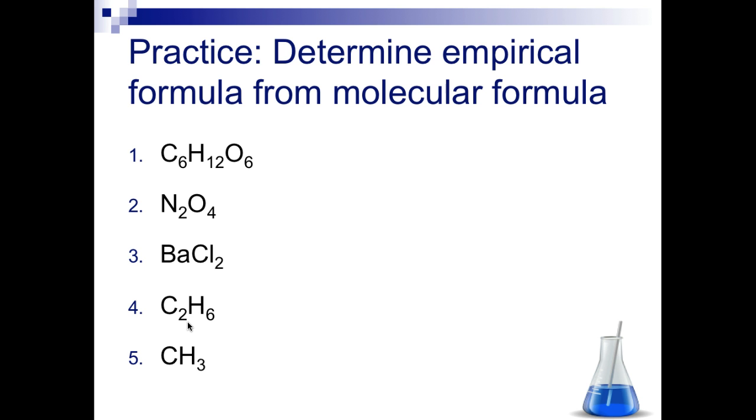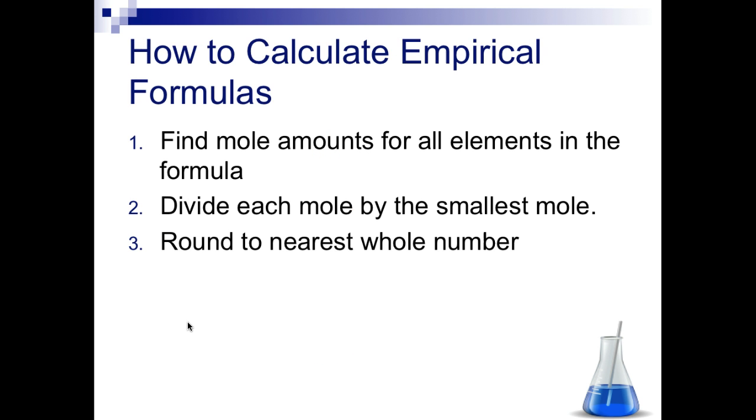Welcome back. So when we're looking at 1, C6H12O6, the empirical formula for that would be CH2O. For N2O4, it'd be NO2. For BaCl2, it would actually be the same. For C2H6, it would be CH3, and for CH3, it would be CH3.